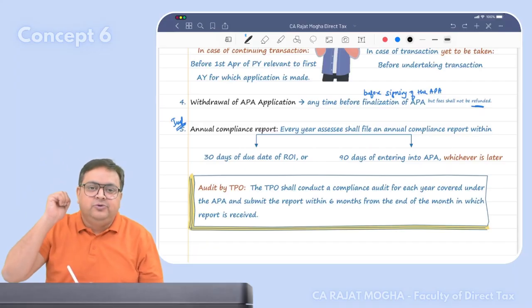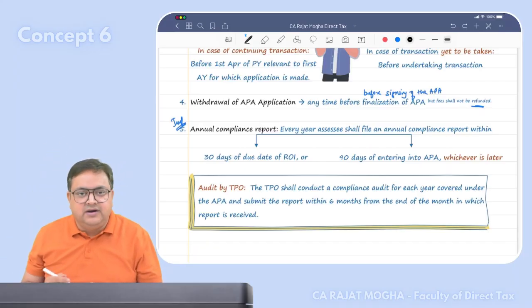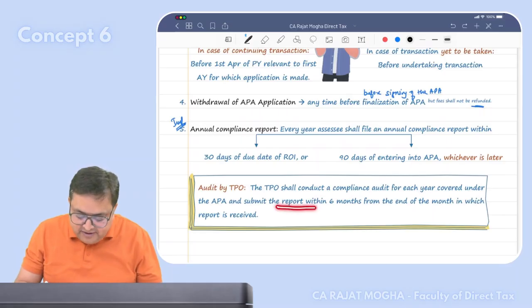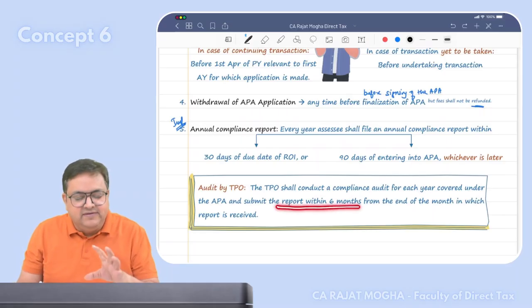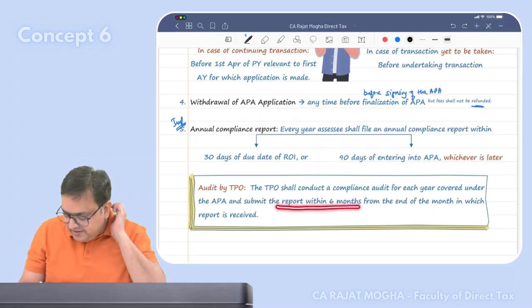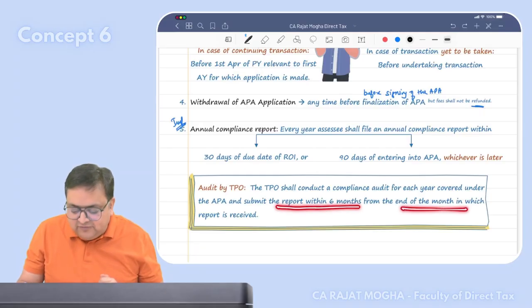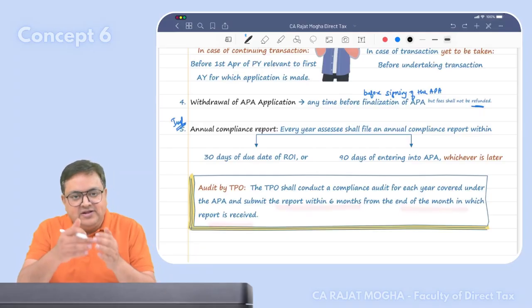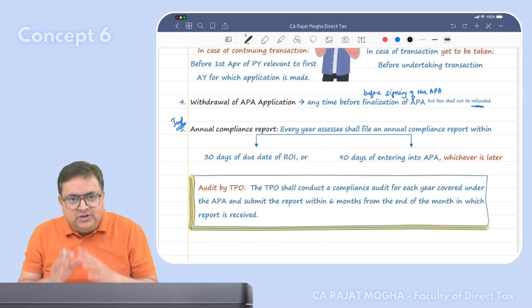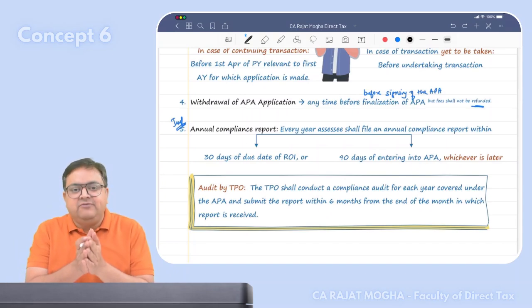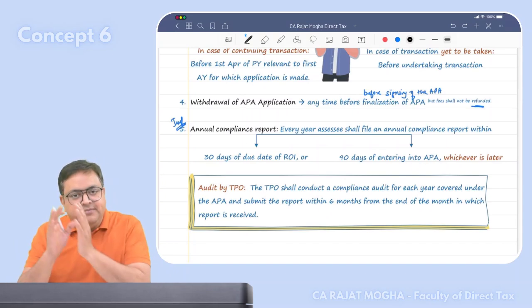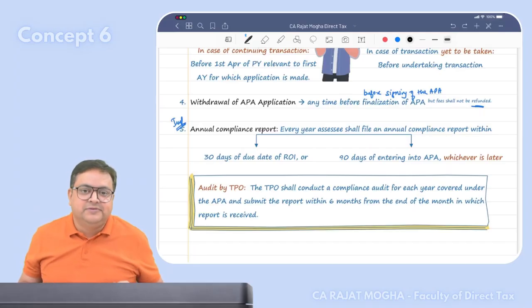So to the department, to CBDT, to the Chief Commissioner, Director General. And he will submit the report within 6 months. He needs some time now to do the compliance audit. So within 6 months from the end of the month in which the report is received. So once the report is received, come to the last day of the month. From that, we will give you 6 months. And please submit your report to the department, to your bosses.